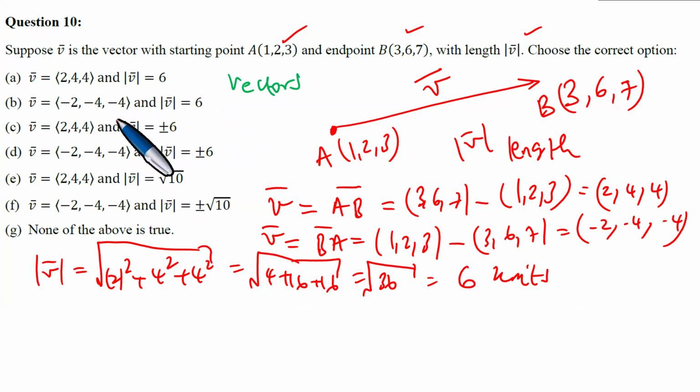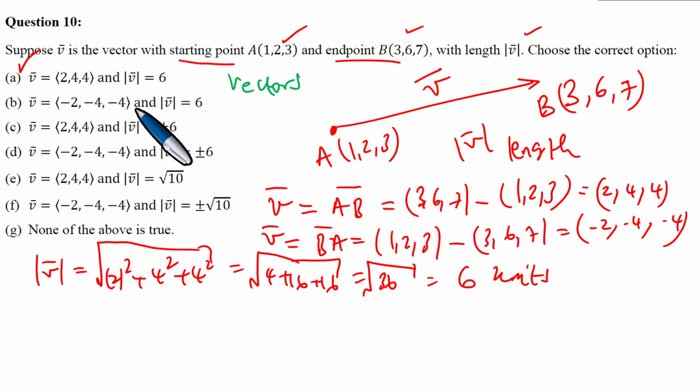So there are 2 possible options so far, either A or B. The correct answer is going to be exactly option A. Why? Because strictly speaking, we're moving from A to B, so A is the initial starting point and the end point is B. So if you look at the vector V from A to B, with B as the final point, you get 2, 4, 4. The length is 6 units.